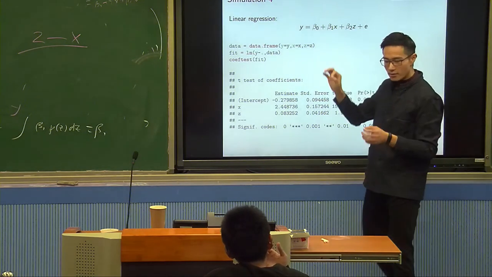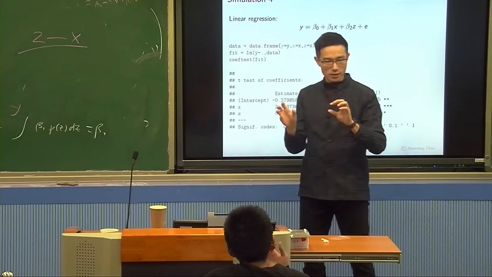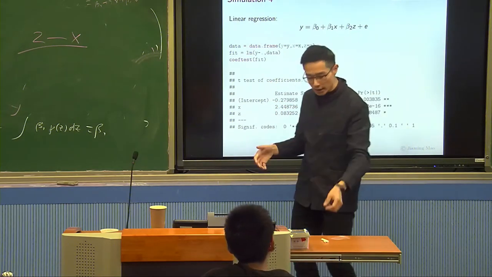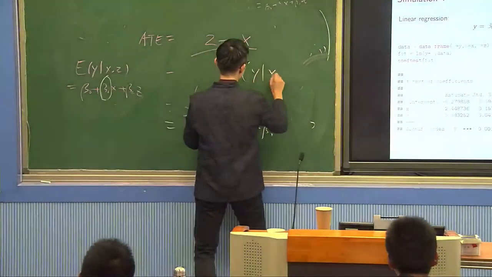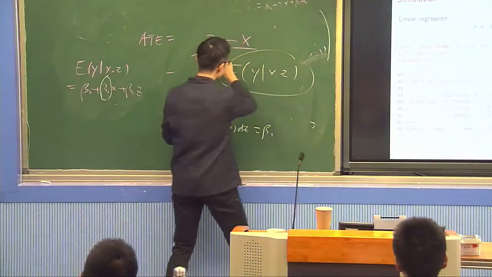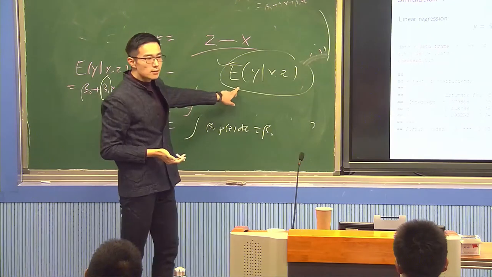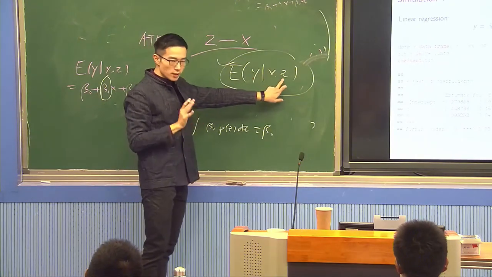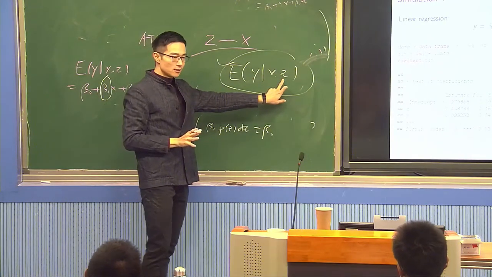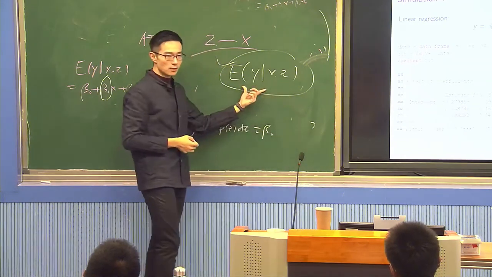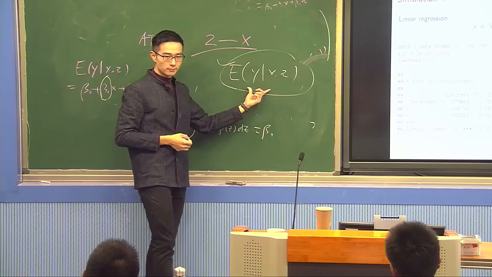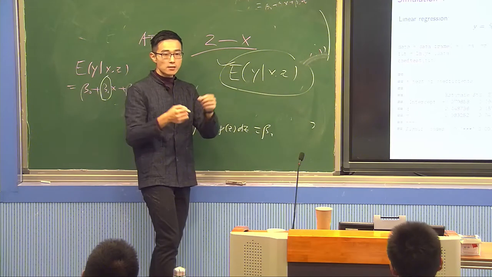So here's the idea: you know you need to control for z. So you know that y given x and z is what you need. You know you need to control for z. However, you use a linear model to approximate this when it is not a linear model.